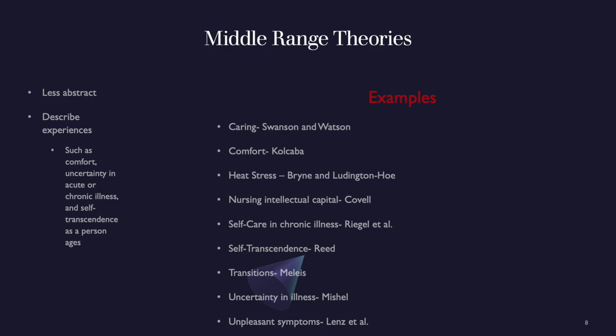They describe specific experiences like comfort. The comfort theory, the caring theory by Watson, uncertainty in acute or chronic illnesses, and self-transcendence as a person ages. All of these are examples of middle range theory.